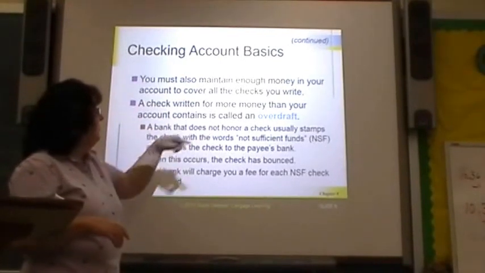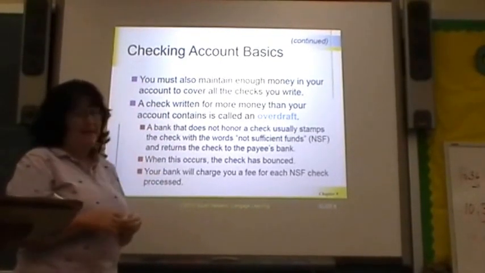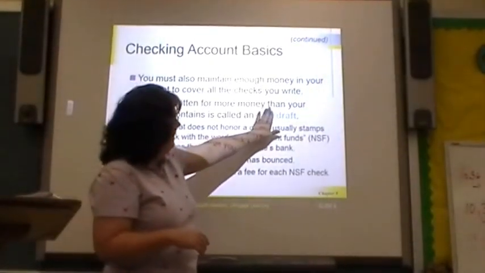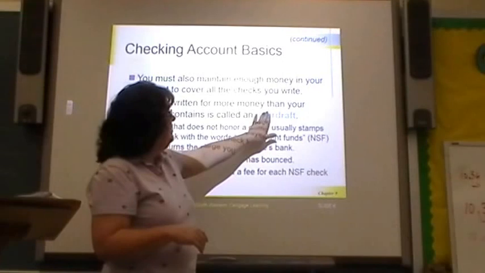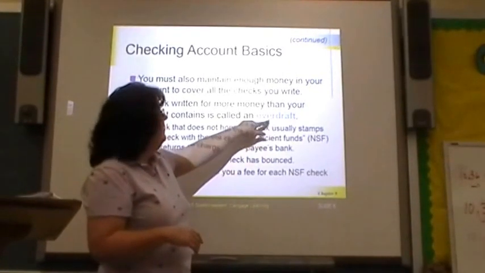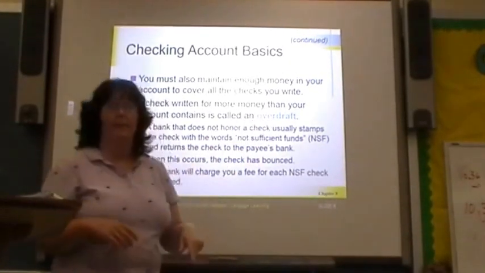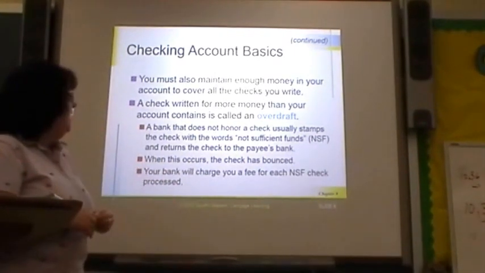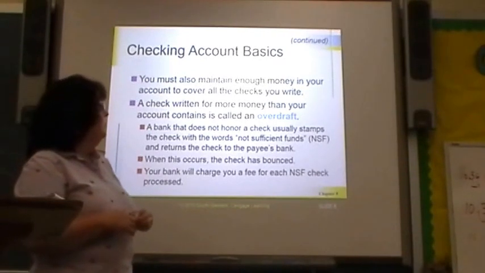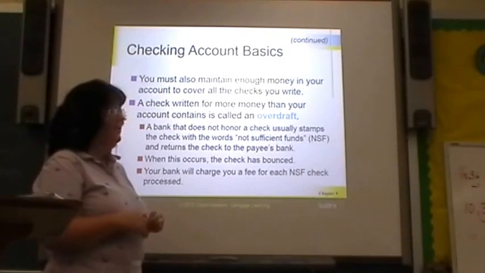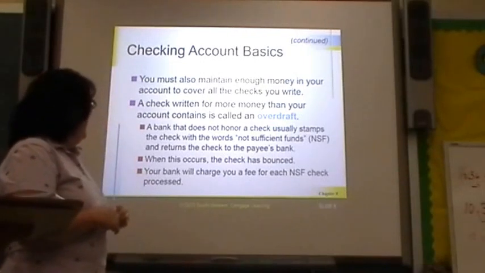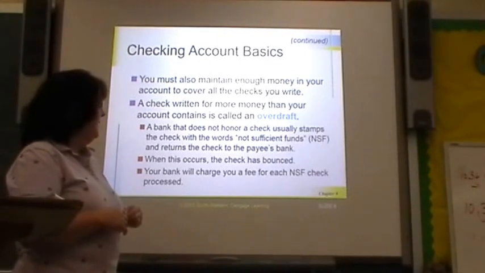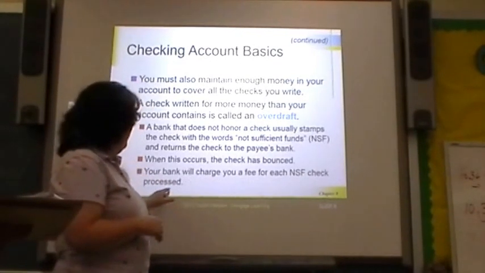A check written for more money than your account contains is called an overdraft. So if a regular check is a draft, and you write for funds you don't have, you've gone over your account balance, it's an overdraft, or a bounce check. A bank that does not honor a check usually stamps the check with the words "not sufficient funds" and returns the check to the payee's bank. When this occurs, the check has bounced. The bank will charge you a fee for each insufficient funds check processed.